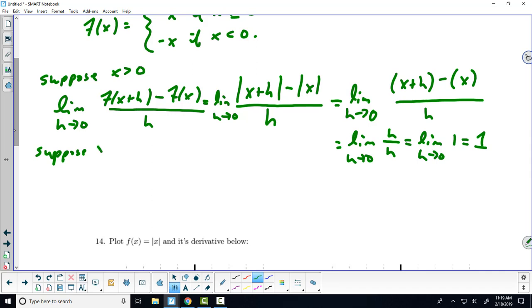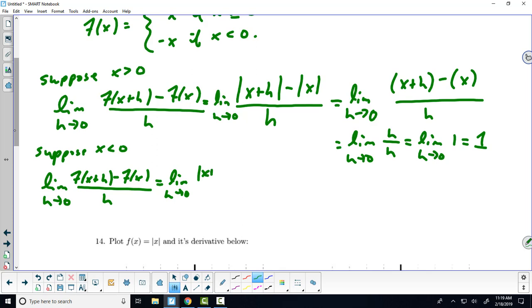Now suppose that x is less than 0. Then we'll look at the limit as h approaches 0. Why am I picking this limit? Because I'm trying to find its derivative, right? This is the definition of the derivative of f of x plus h minus f of x all over h. This is the limit as h approaches 0 of absolute value of x plus h minus absolute value of x all over h. Now what is x? Negative. Some negative quantity. I haven't specified what it is, but it's a negative quantity.